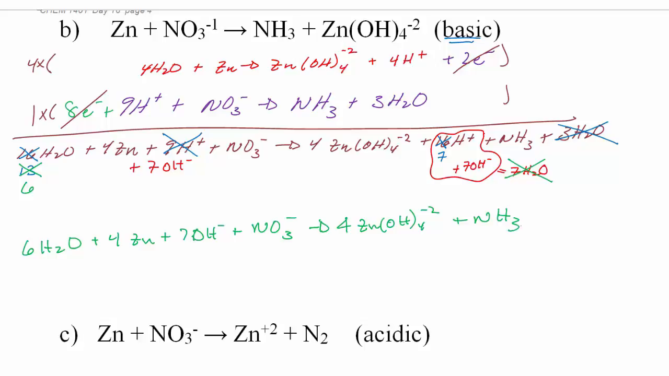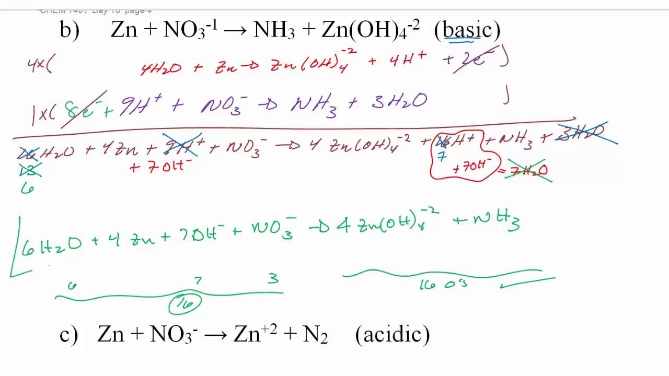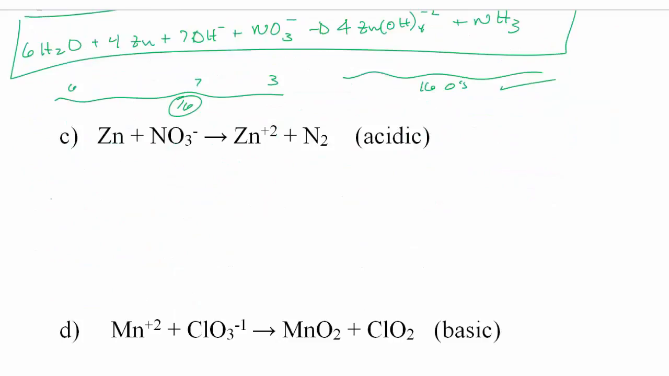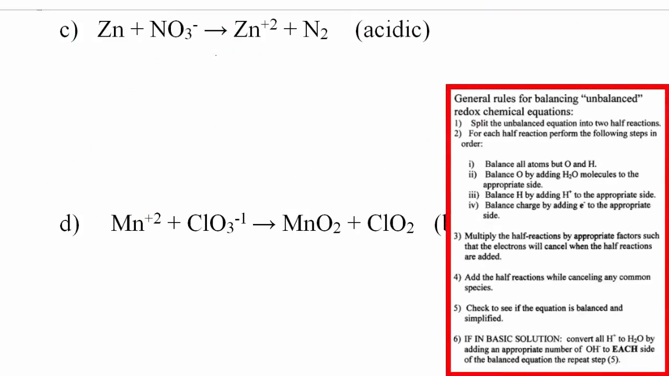Let's see if my oxygens have the same number on both sides. Here I have 6 oxygens, and 7 oxygens, and 3. That's 16 oxygens. On this side, oh, yeah, I have 16 oxygens. So it worked. This one looks a little nicer, doesn't it?